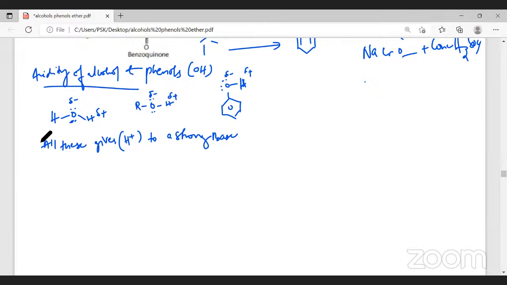Now, alcohols and phenols show acidic character for the reason of the polarity of the OH bonds, first point, and all of these, when allowed to react with a strong base, give protons. Therefore, they are all acidic in nature. Now, explanation for the acidity.